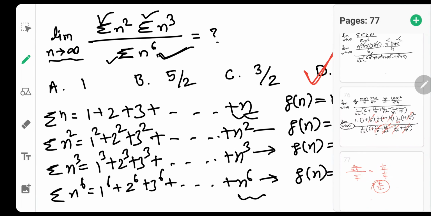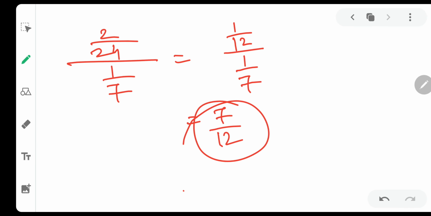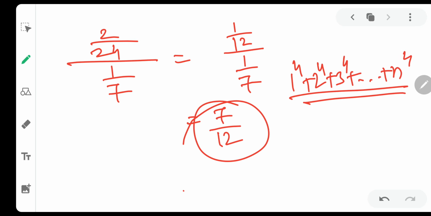Now, after showing you so many tricks and techniques, I want you to derive the formula for 1 raised to 4 plus 2 raised to 4 plus 3 raised to 4 and so on up to n raised to 4. So derive this formula and answer your formula in the comment box so that I will tell you whether it is right or wrong.